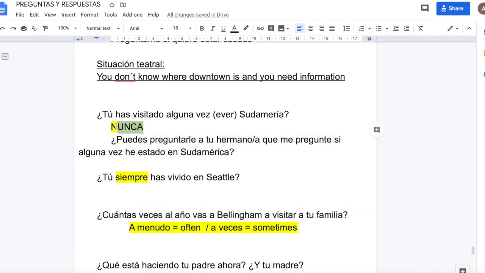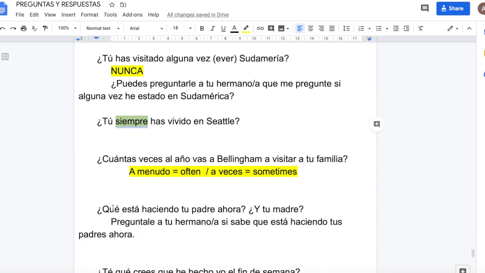Here the lesson is to teach them or to practice "nunca," "siempre," often, "a menudo." "¿Qué está haciendo tu padre ahora? Y tu madre, pregúntale a tu hermano o hermana si sabe qué están haciendo tus padres ahora."